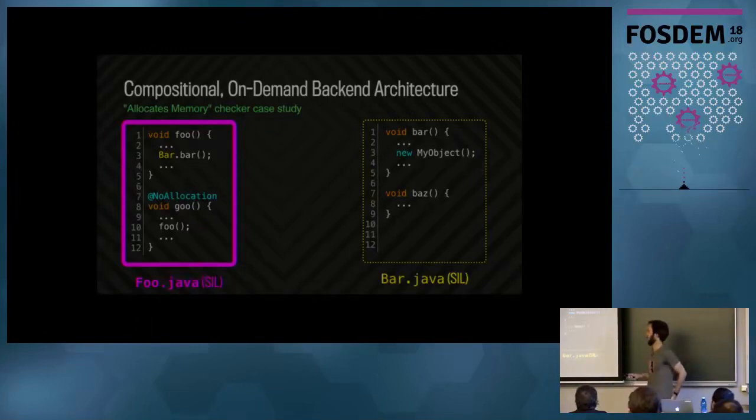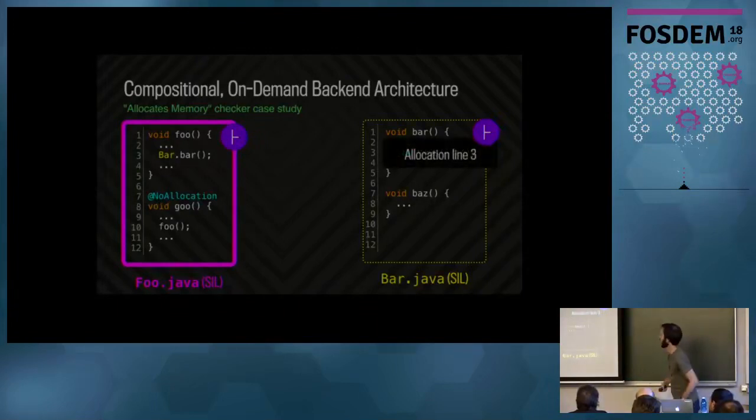Let's say we're only interested in analyzing the functions in foo.java. So we start with one of them, like foo, and we see that it calls bar. So we need to compute the summary for bar first, so we go do that. Notice that bar here is in another file. Also, I've written this as more or less Java code, but it's actually in the intermediate language of Infer. So Infer analyzes bar, and it notices that it allocates memory on line 3. That's the summary it computes. The only thing it will remember about bar now is that on line 3, it allocates memory.